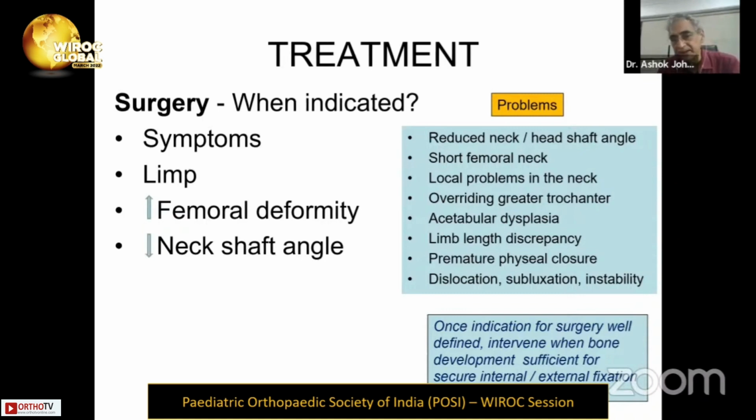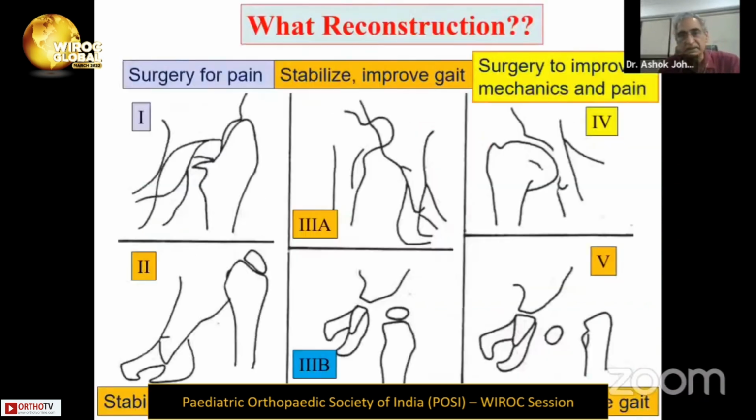And once you have defined the indication for surgery, we need to intervene when the bone development is sufficient for secure internal or external fixation. So when to intervene, I think, is another question, and we can discuss this when we discuss cases. So again, what sort of reconstruction? Group 1, they eventually become painful and we need to do surgery for the pain. Group 2, we need to stabilize to improve their gait in whatever way, whether by a trochanteric arthroplasty or a pelvic support osteotomy of some type.